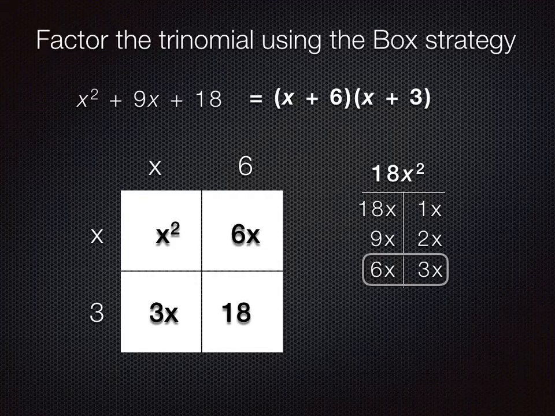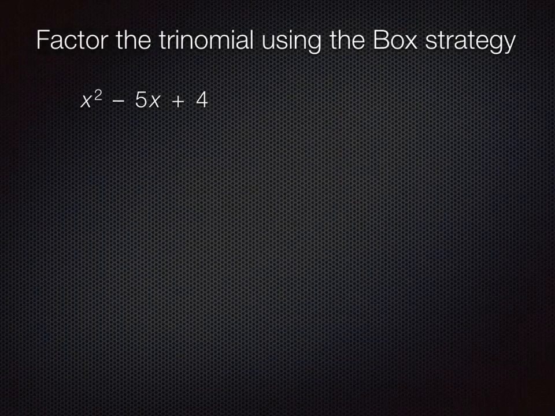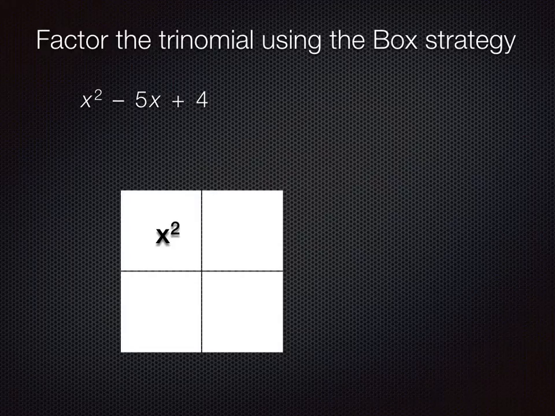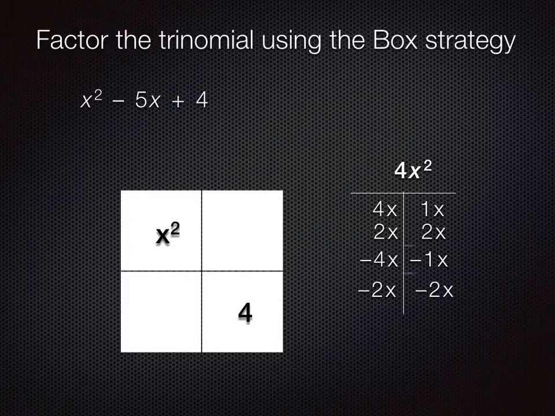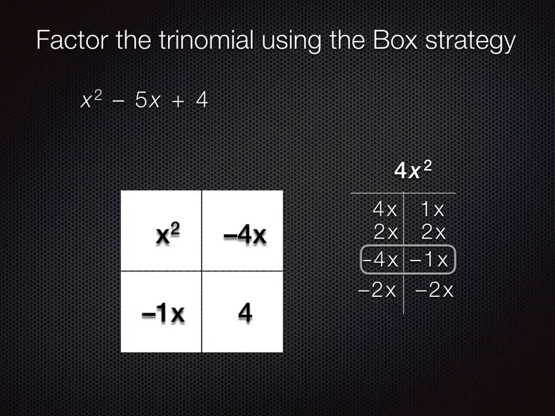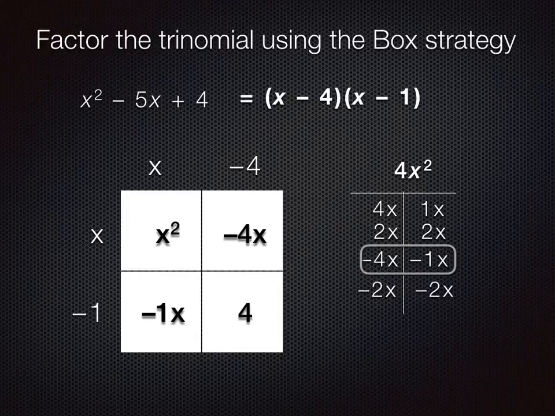All right, let's try another one, but this one will have a negative sign in our middle term. The x squared goes there, the 4 goes down. And when we look for the factors of 4x squared, these will not work because we also want the two factors to add together to equal the negative 5x. So we start realizing both have to be negative. And here is the group which will add to equal negative 5x. And then we just factor out an x, and we complete the rest of the box. And we write our trinomial in factored form this way.